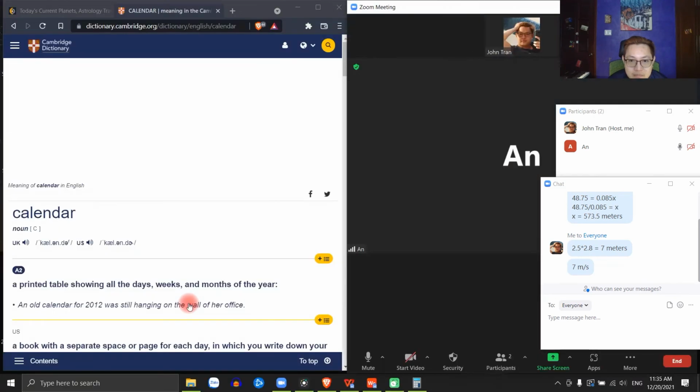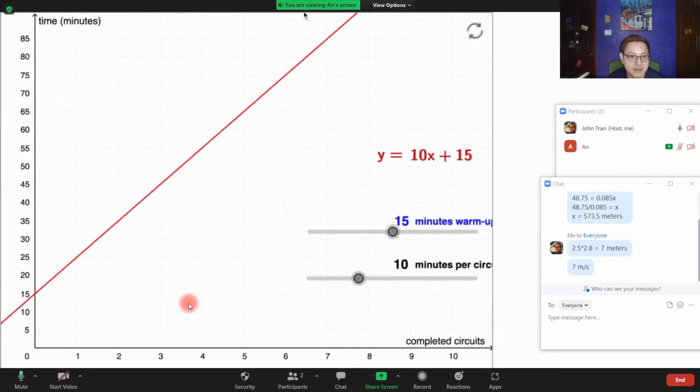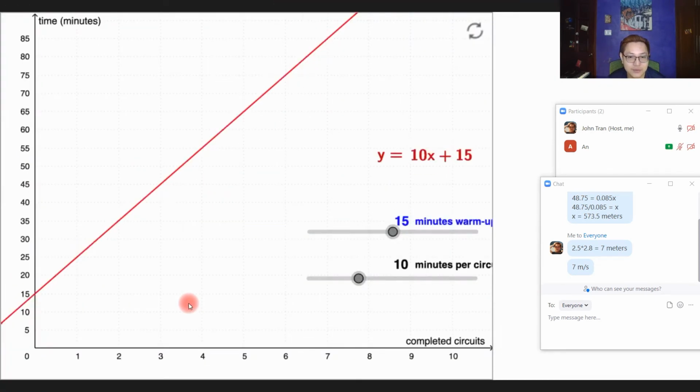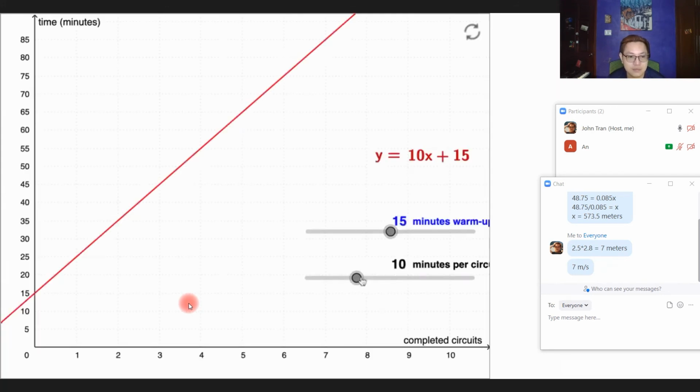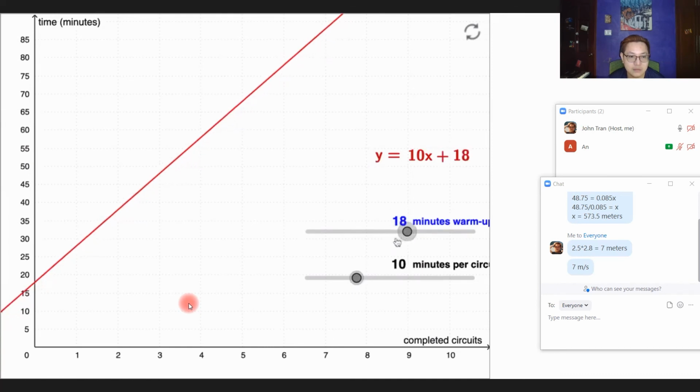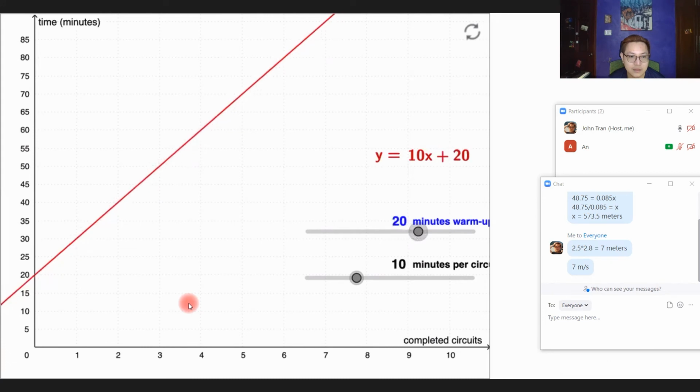Okay, let me share the screen. Again, share screen's off. No, I'm trying to share this. Okay, you're sharing now. Okay, good. Now, try to increase the warm-up time to 20, and you can see. Yeah, that one. Slide it to 20.